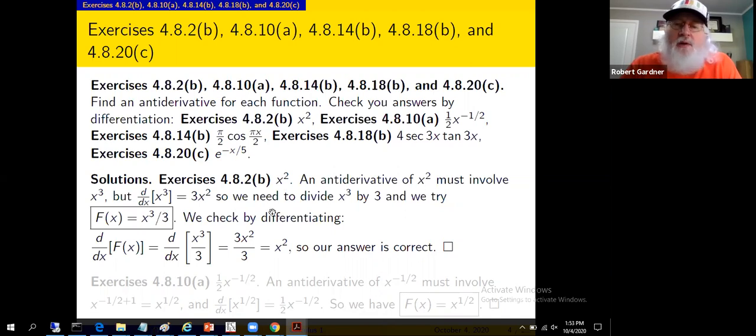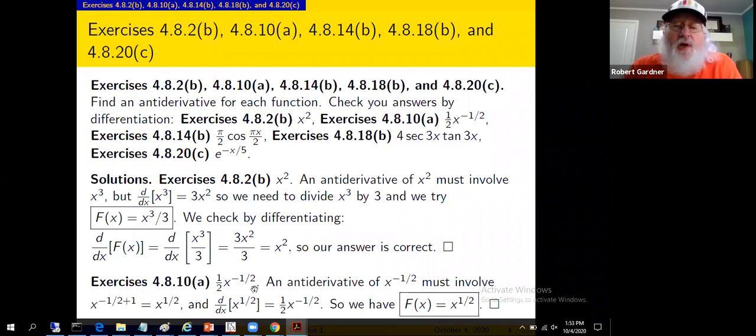Well then, let's divide by 3 down here, and let's consider not x cubed, but x cubed over 3. Checking it by differentiating, the derivative of x cubed over 3 is 3x squared over 3, the 3's cancel, x squared, there you go. So indeed, that is an antiderivative of x squared.